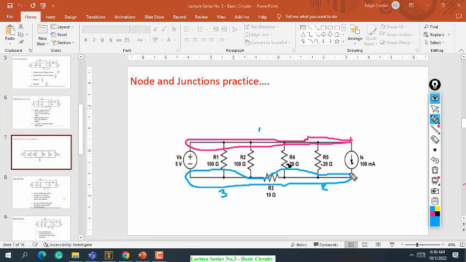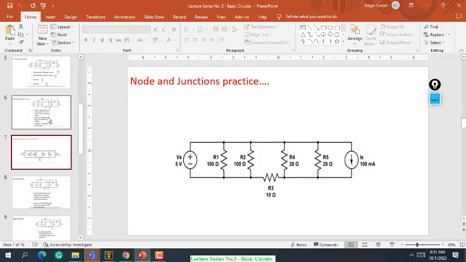The one I encircled in blue. Yes or no? No, sir. Why no? Because there is an R3, no? There is an R3 closing on that. There is a resistance. Yeah, that's correct, no?